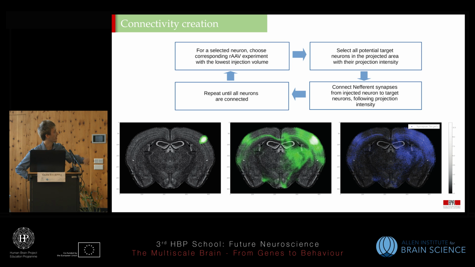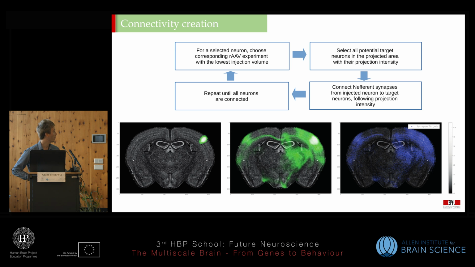And we take all the neurons that are in the injected volume, and we start creating synapses that target neurons that are in the projected volume by following the probability of the tracer as a probability. And on the figure on the right, we just visualized all synapses as small dots. It's just to see if our algorithm worked. We're able to get a pretty similar distribution in space. And we do this until all neurons are connected.